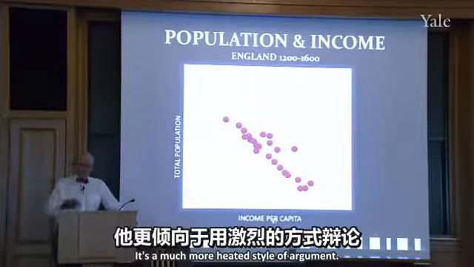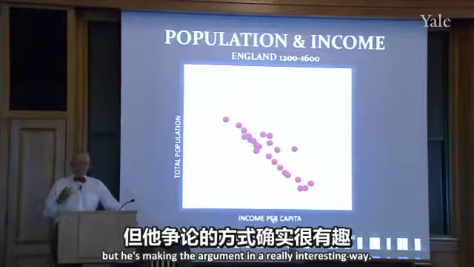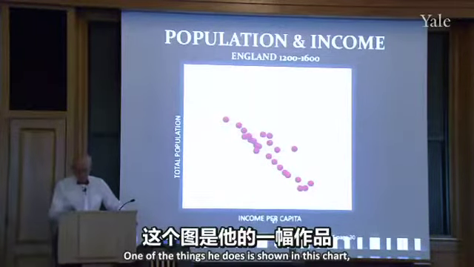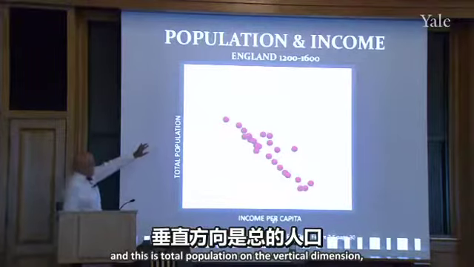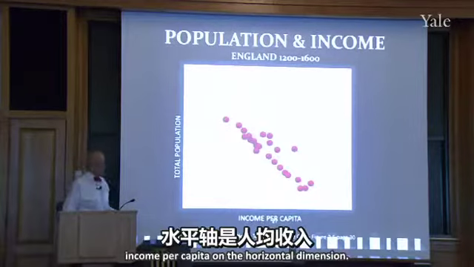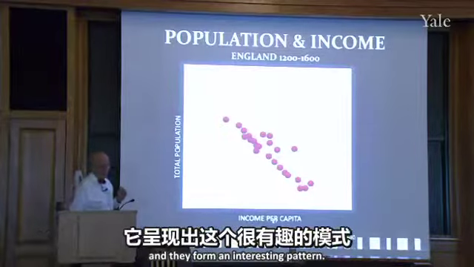It's a much more heated style of argument. I actually think he's sometimes a little off, but he's making the argument in a really interesting way. And one of the things he does is shown in this chart, which is taken from, I believe, page 31 in his book. This is total population on the vertical dimension, income per capita on the horizontal dimension. The red dots represent estimates taken once every 10 years between 1200 and 1600. And they form an interesting pattern.